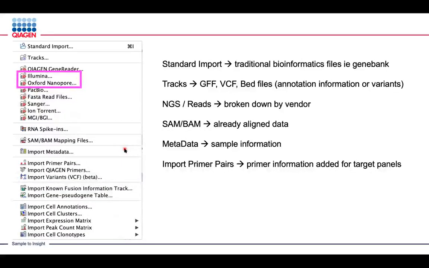So I always like to start out with bringing our data into the application. Our first thing to do is import the reads. We'll use the upper left-hand corner where it says import, and that breaks down into several different options like standard import, tracks, and your NGS sequencing vendors. Then you'll see RNA spike and a whole host of other types of data that we can bring into the application. Today, we'll be focusing on Illumina, Oxford Nanopore, and the standard import.